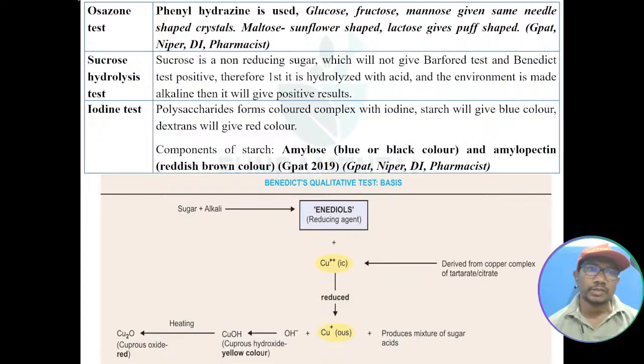Now the osazone formation test. We have seen that phenylhydrazine is used as a reagent. Glucose, fructose and mannose will give the same needle shaped crystals. Maltose will give sunflower shaped crystals. Lactose will give powder puff shaped crystals, like the powder you apply on children, right. This question has also come multiple times: what type of crystals are given by maltose? Maltose gives sunflower shaped crystals, lactose gives powder puff shaped crystals, and glucose, fructose and mannose give needle shaped crystals.